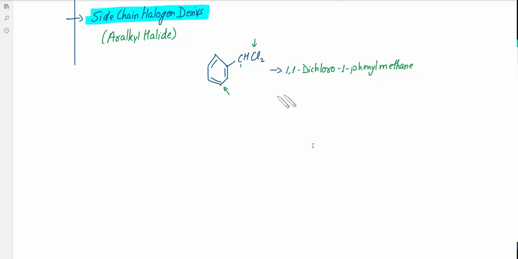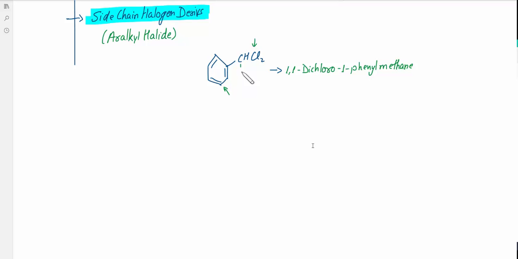Now notice here that this benzene ring is not the main chain anymore in this particular case. Why? Because if we take methane as the main chain, there are three substituents. But if I take phenyl or the benzene as the main chain, there is only one substituent. So the number of substituents when we take methane as the main chain is 3. So that's why that is our main chain. Right. So that is about the side chain halogen derivative.